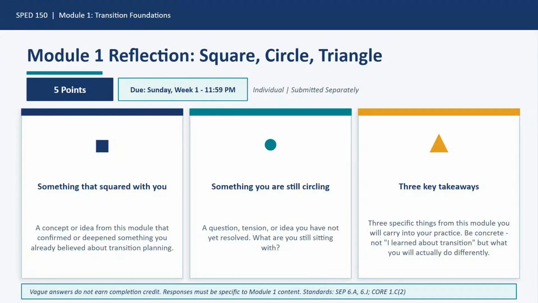On grading, vague answers don't demonstrate an understanding. For example, "I learned a lot about transition" is not the type of response that I'm looking for. I want something that has depth, that shows that you have engaged in the module.